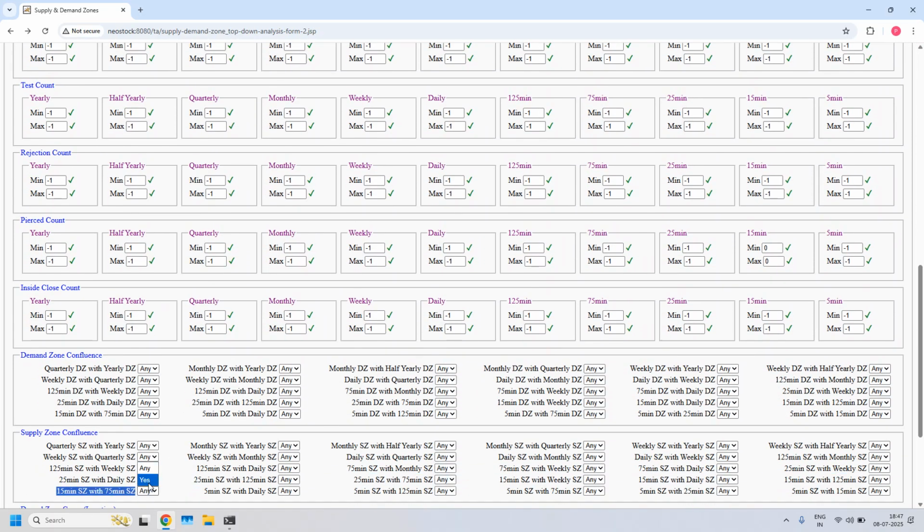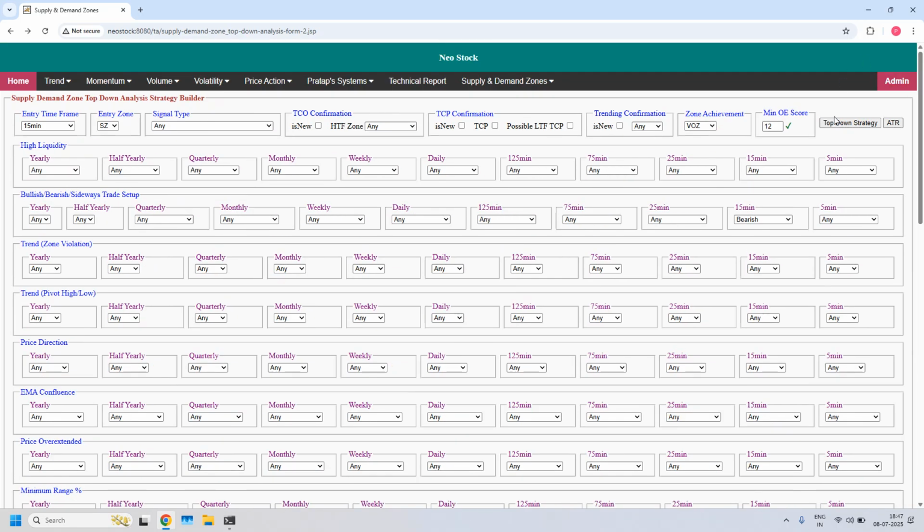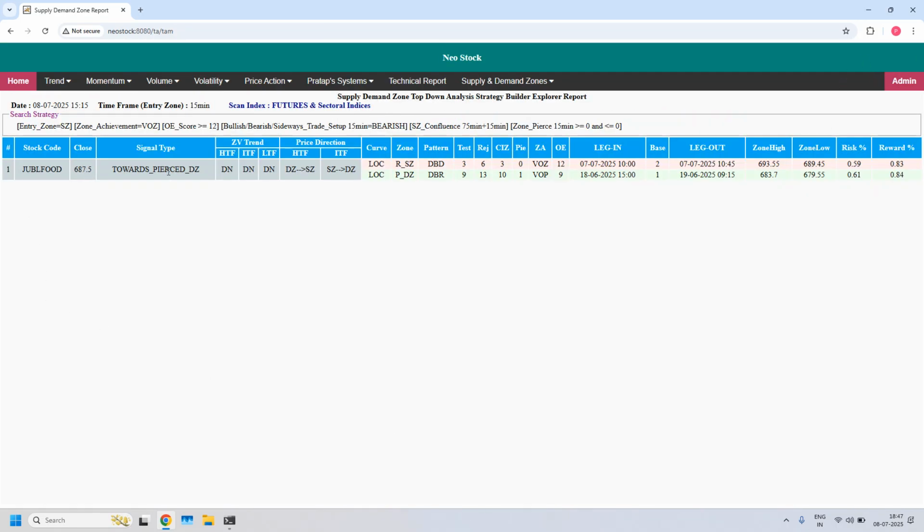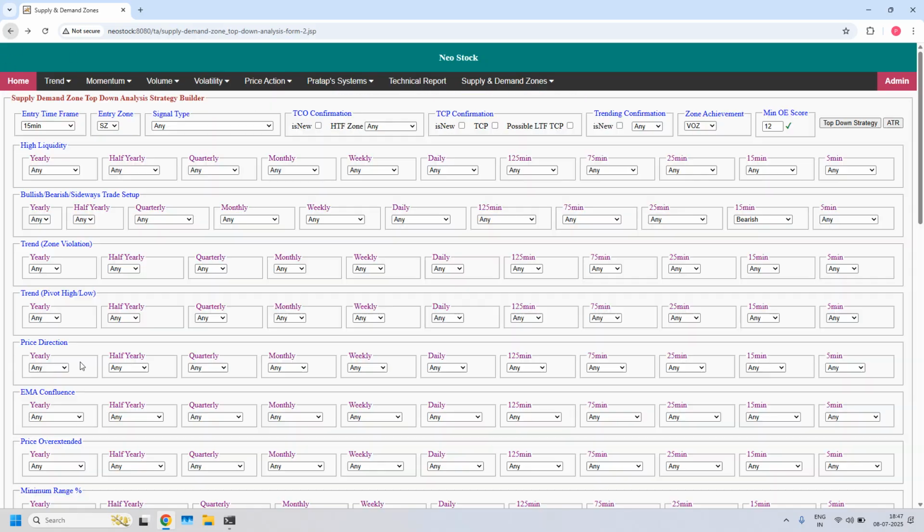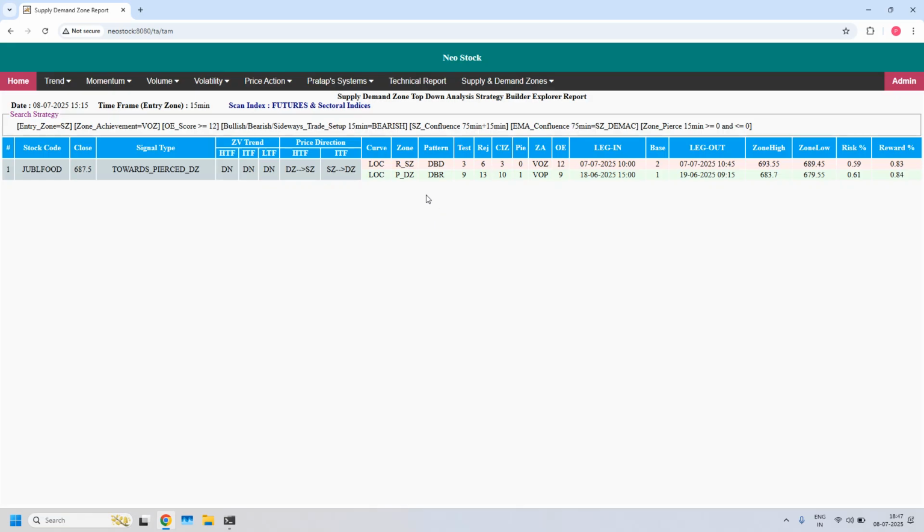Enabling the filter. So we got 1 stock. So in this stock, this 15 minute supply zone overlapped with 75 minute supply zone, and 75 minutes trend is down. Let's verify if 75 minute supply zone is having daily EMA confluence. Yes, it is filtered. That means this 15 minutes supply zone is a high probability trade setup supported zone. Maybe that is the reason why it is already tested 6 times.